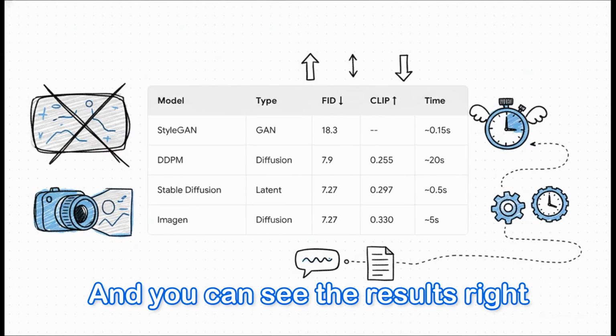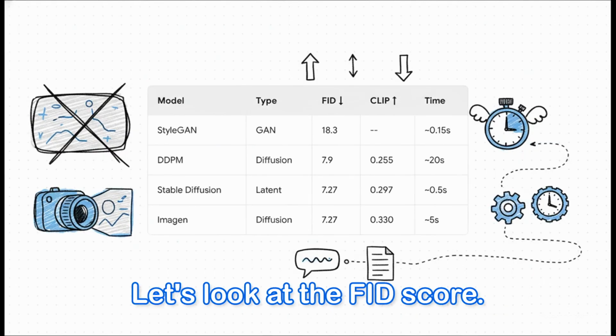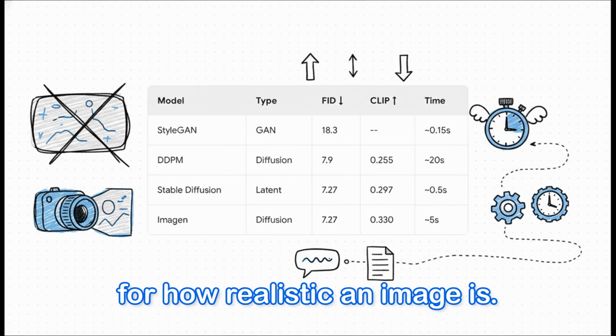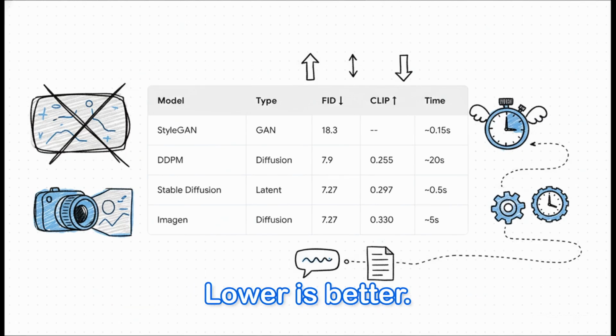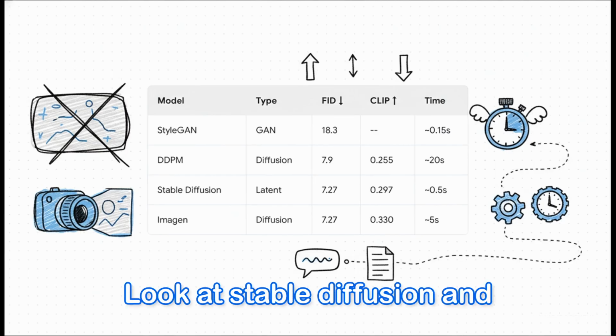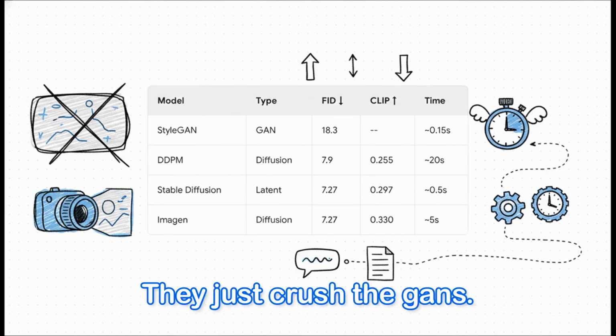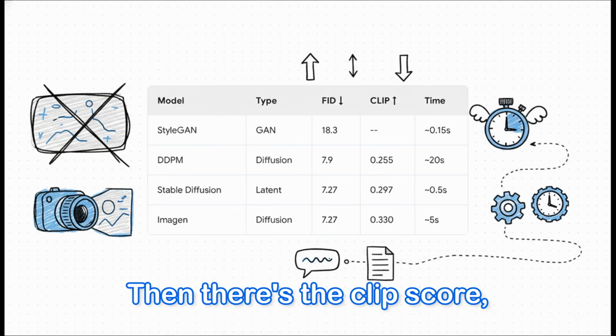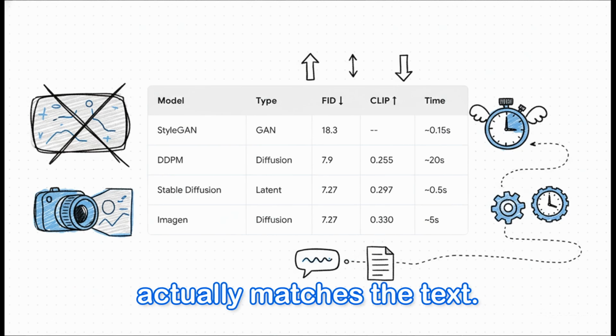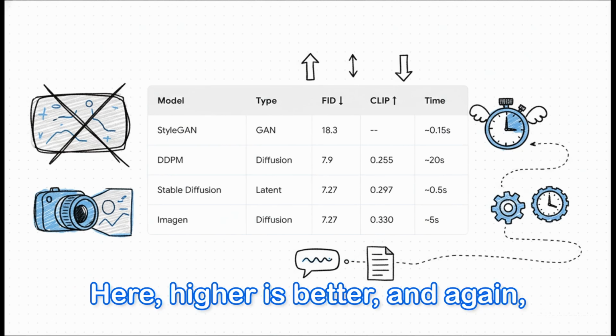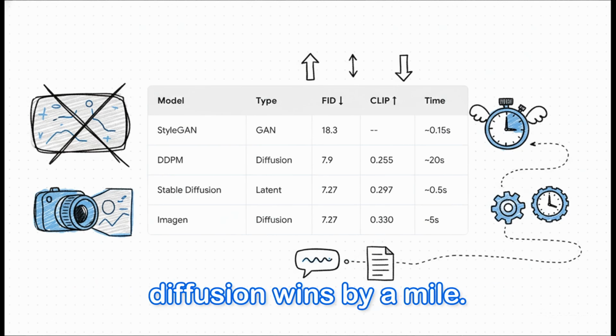And you can see the results right here in the data. Let's look at the FID score. Just think of it like a golf score for how realistic an image is. Lower is better. Look at Stable Diffusion and Imagen. They just crush the GANs. Then there's the clip score, which measures how well the image actually matches the text. Here, higher is better, and again, diffusion wins by a mile.